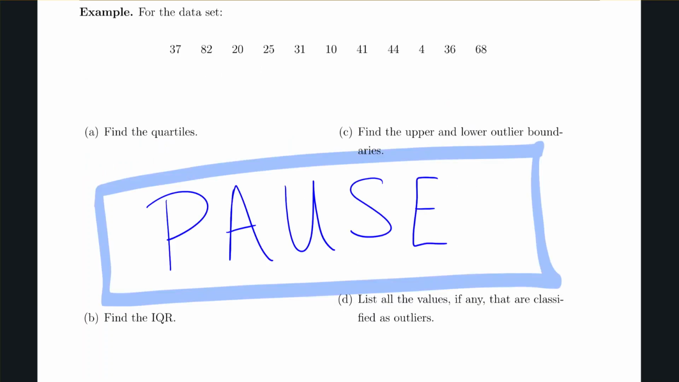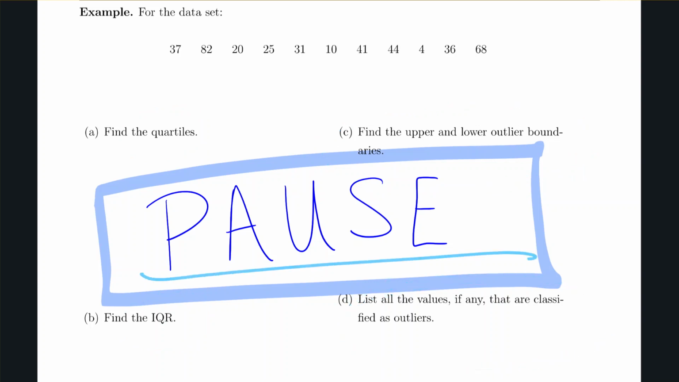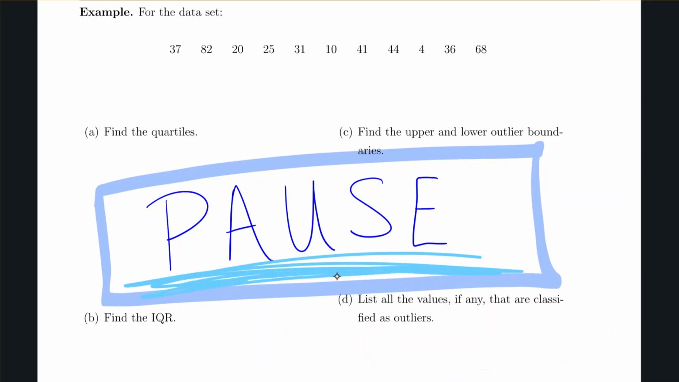So in our next problem, we've got a data set. You're asked to find the quartiles, find the IQR, the upper and lower outlier boundaries, and then whether any of our data values are classified as outliers. I'd encourage you to pause the video and attempt A, B, C, and D on your own.